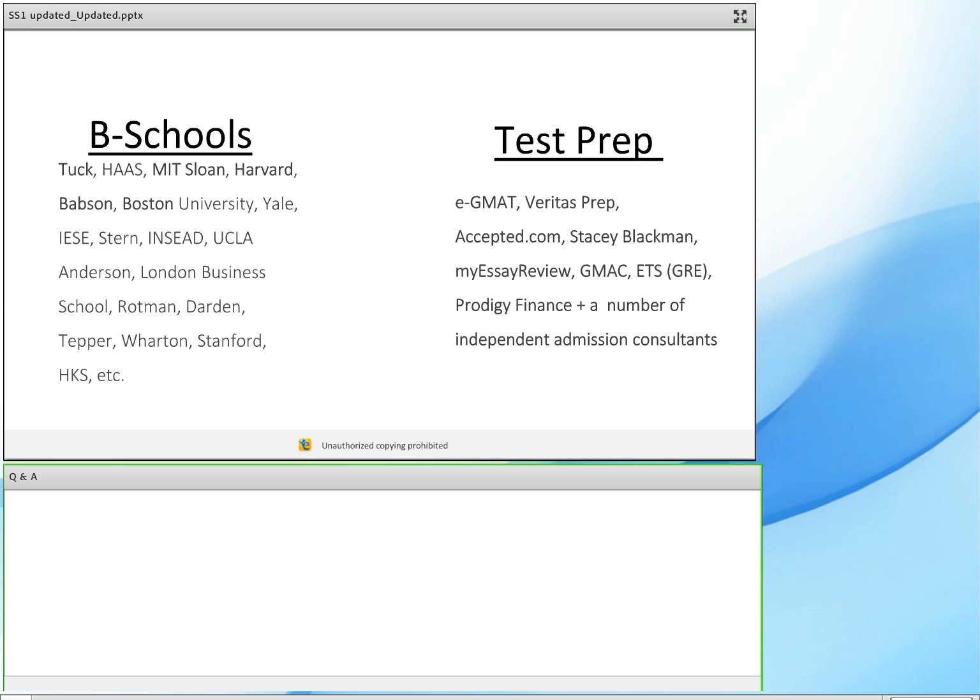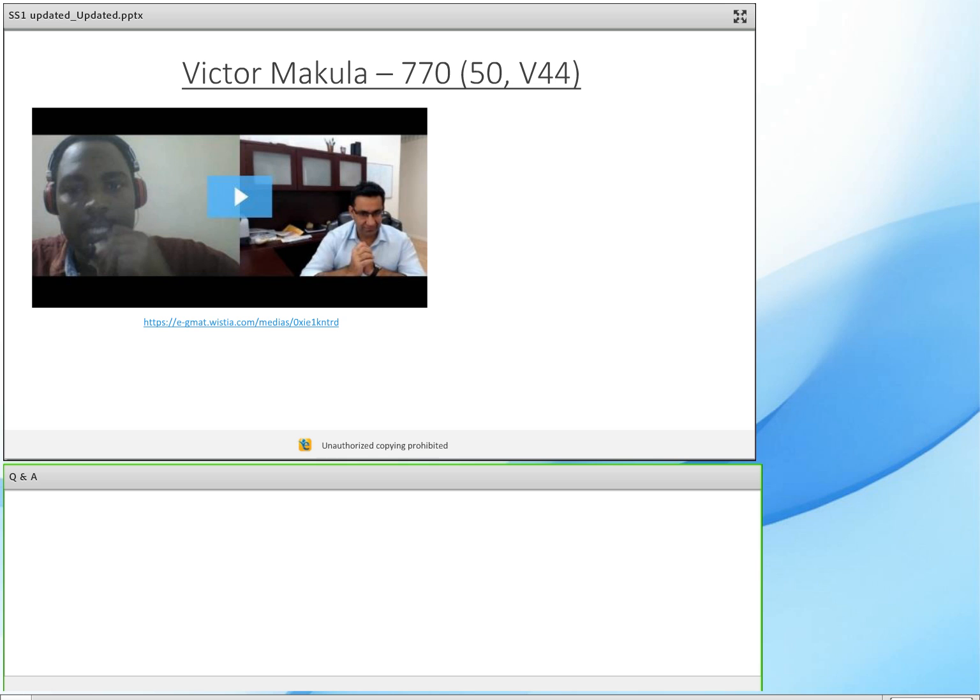And you'd have people such as Prodigy Finance who would sponsor your education post your admissions or so. Now, this was some anecdotal, some statistical data. I'm going to also give you certain anecdotal cases of people who've benefited a lot from high GMAT scores.